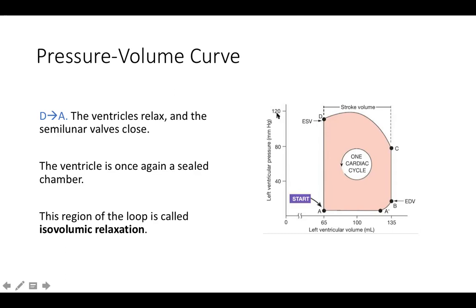In this particular instance, you can actually calculate how much blood left the ventricle. So in this case, you started with 135 mils. You ended with 65 mils in the ventricle. That means that 135 minus 65 equals 70. That means that 70 mils of blood left the left ventricle and entered the aorta.